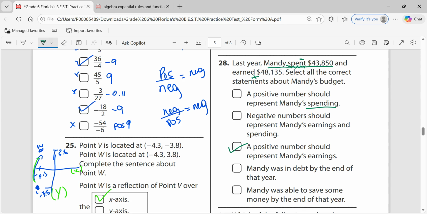Mandy was in debt by the end of the year. Well, if she has a positive 48,135 and she loses or spends 43,850, well then at the end of the day, she would have more money than she spent. So no, she's not going to be in debt. Mandy was able to save some money, yeah, because she's going to have some extra left over.